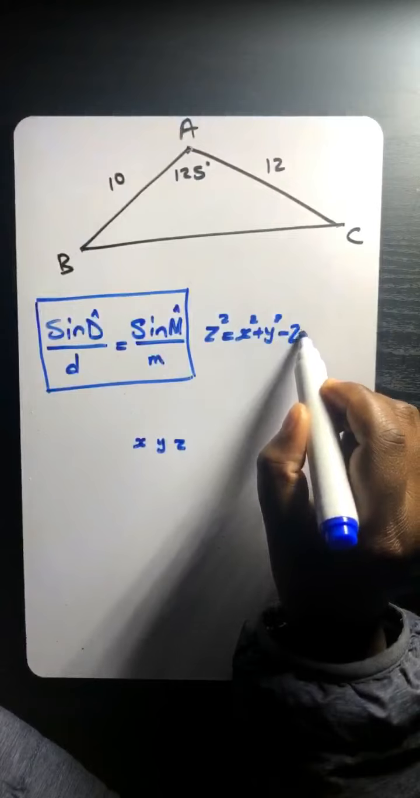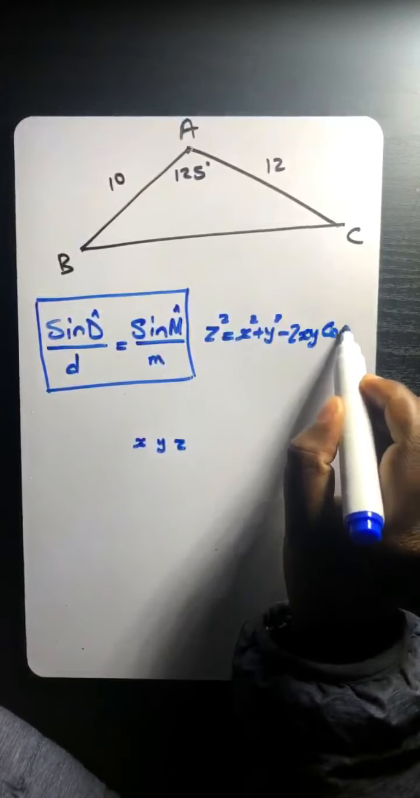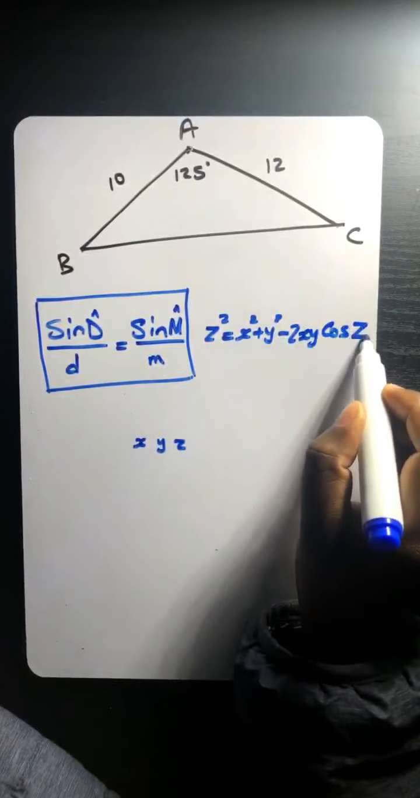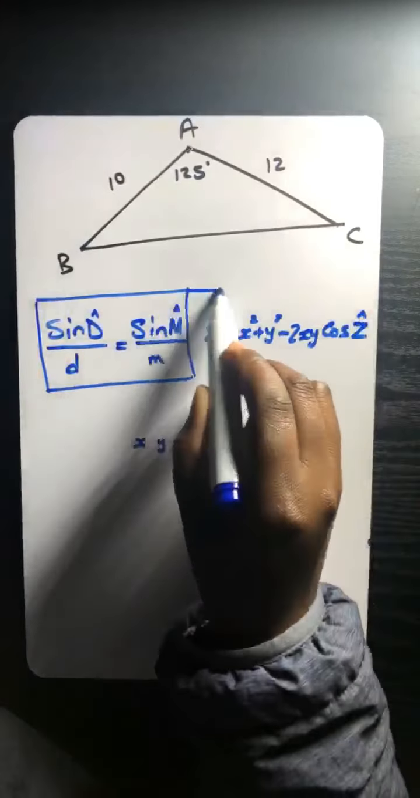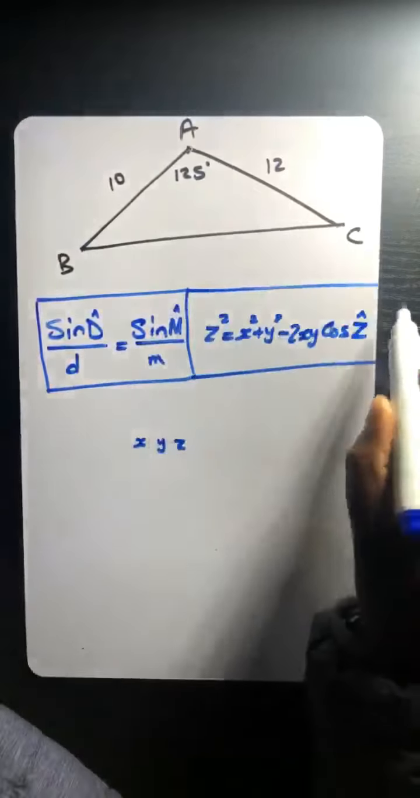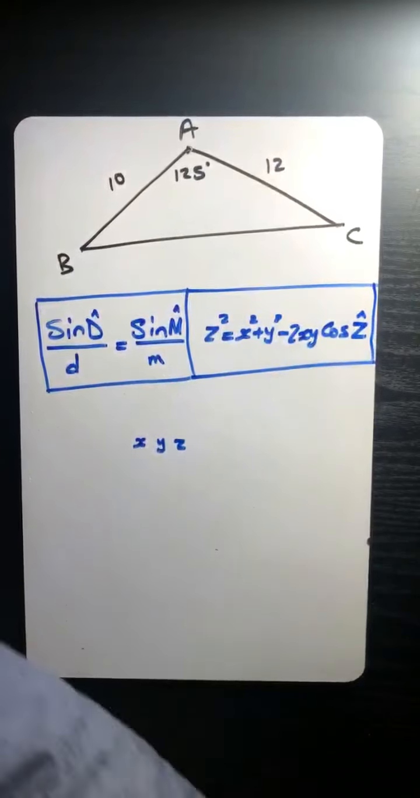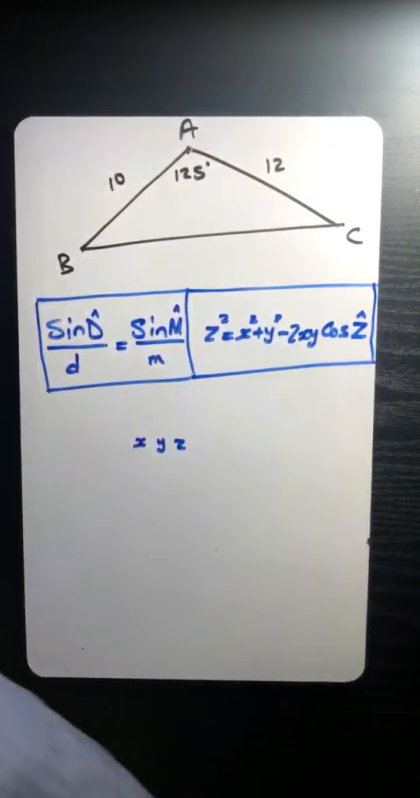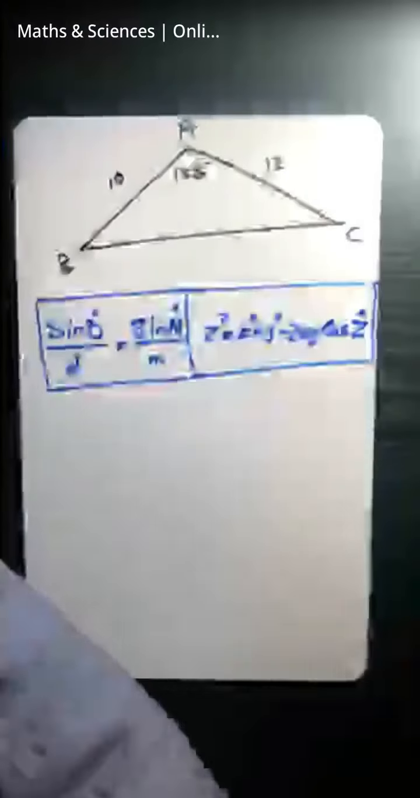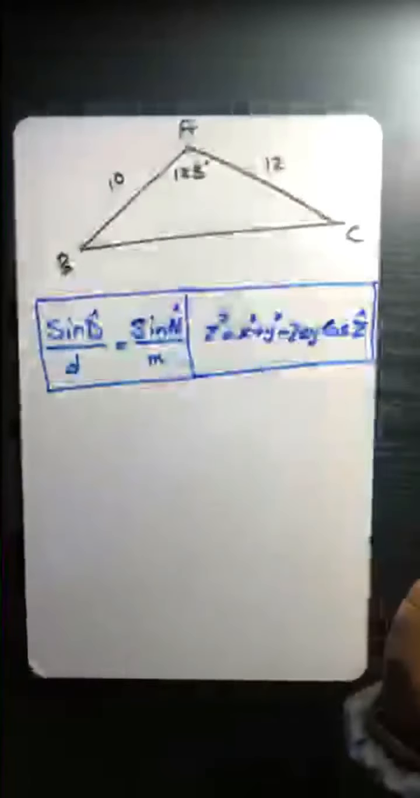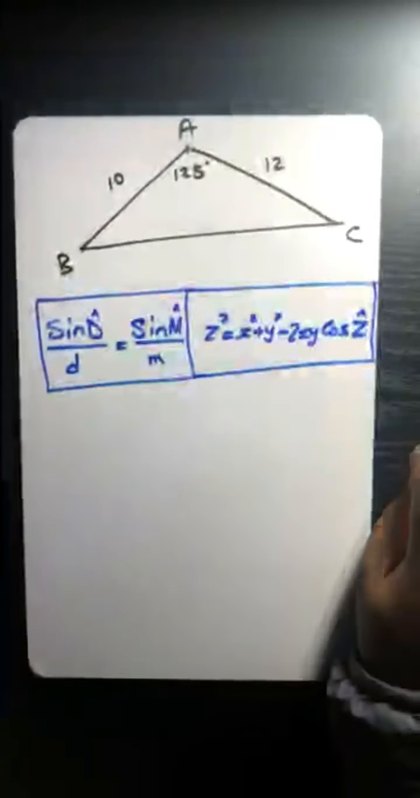Minus 2xy, and then we are having a cos of angle z. So always at the back of your mind, just make sure to always remember or have those formulas ready. You only bring out these two if you know you are facing that type of problem.